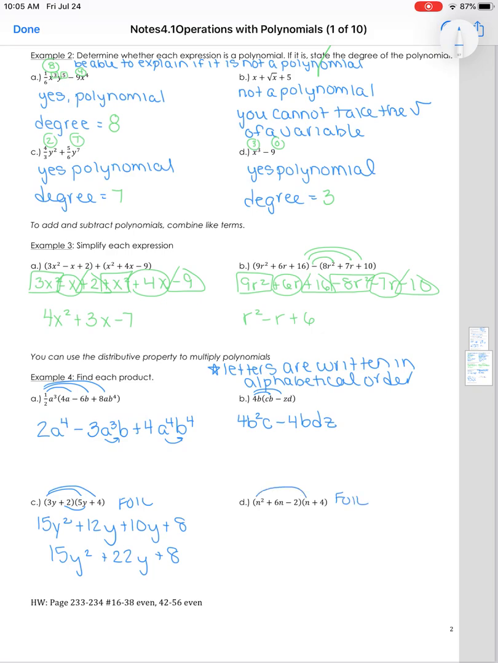All right, for C and D, we have to FOIL these. So we get 15y squared plus 12y plus 10y plus 8. 15y squared plus 22y plus 8. And again, you double check to make sure they're in descending order. So this was a FOIL situation. Same goes here. So n squared times n is n to the third. n squared and 4 makes 4n squared. 6n and n makes 6n squared.